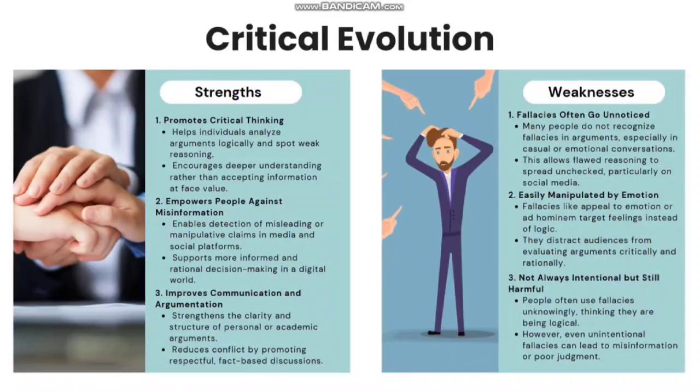So the next point is that we can be manipulated by emotion. Fallacies like appeal to emotion or ad hominem target feelings instead of logic. They distract the audience from evaluating the argument carefully and rationally. So fallacies like appeal to emotion take advantage of feelings like fear, anger, and sympathy rather than facts or logic. The last point is that they are not always intentional but still harmful.